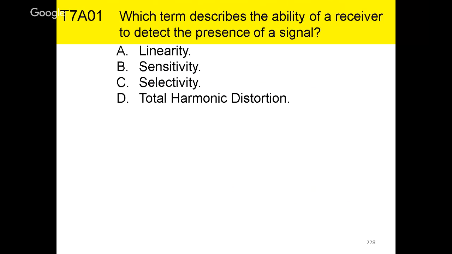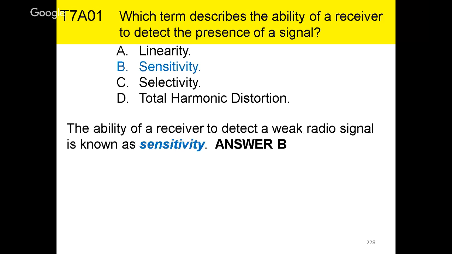Which term describes the ability of a receiver to detect the presence of a signal? There is an ability for that receiver, and you kind of see this when you look at the tech specs of any radio. It has a particular indicator in there for this. In other words, how sensitive is it? Sensitivity is the ability to receive or detect the presence of a signal, especially if it's a weak radio signal. So B is your answer here, sensitivity.